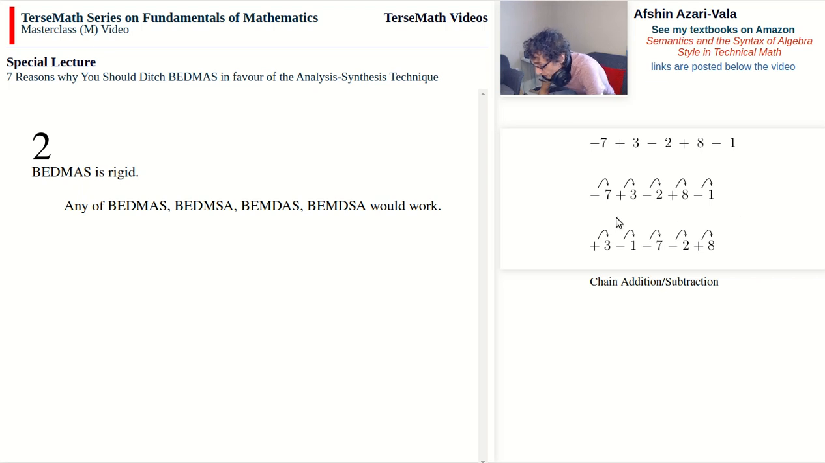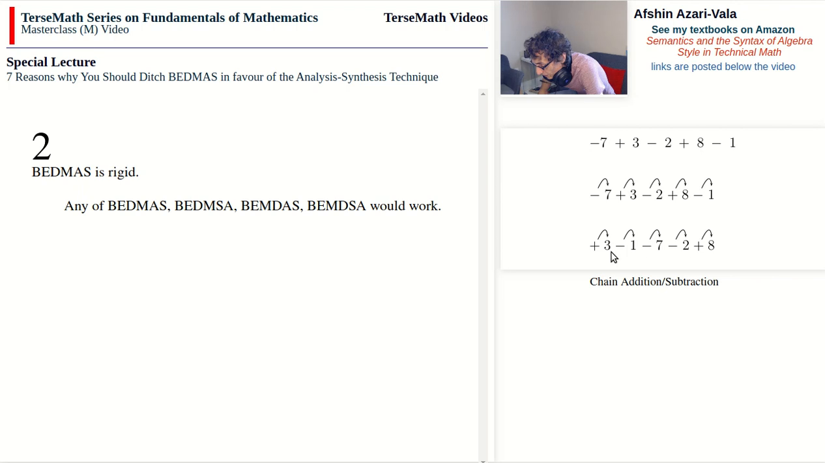And in fact, if we were going to work these out, the first expression, we would get negative 7 plus 3, which is negative 4. Negative 4 minus 2 is negative 6. Negative 6 plus 8 is 2. And 2 minus 1 is 1. So this expression works out to 1.